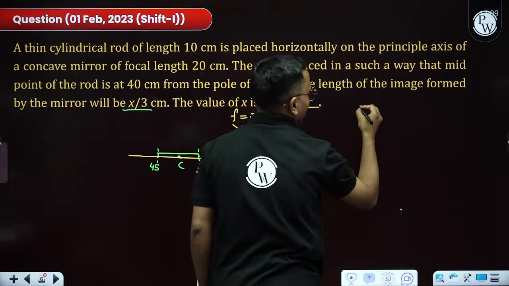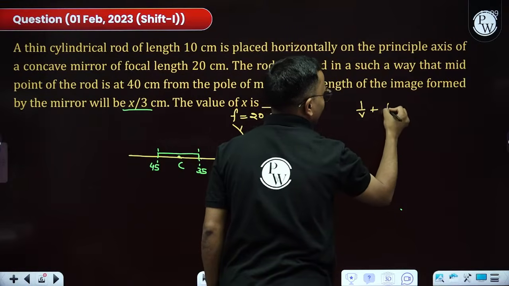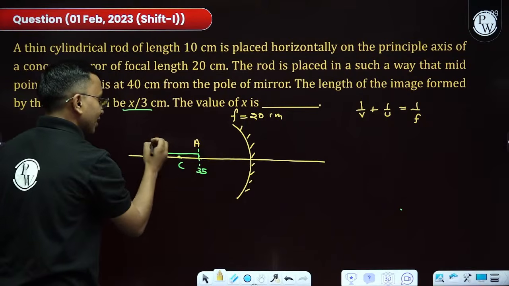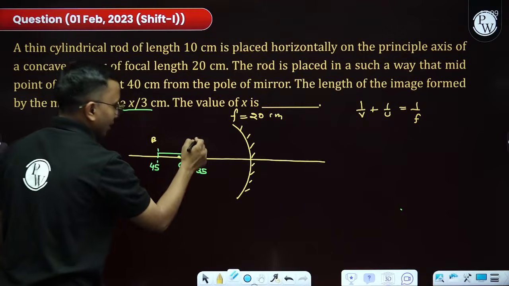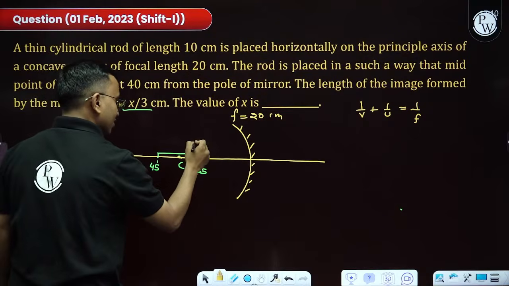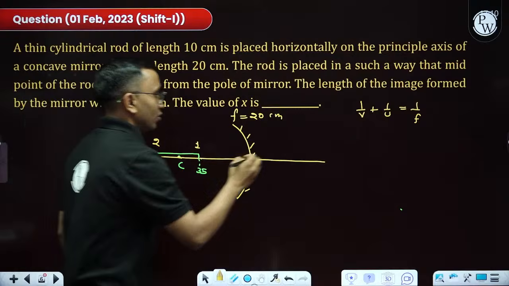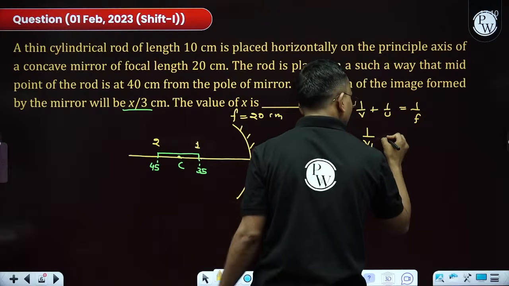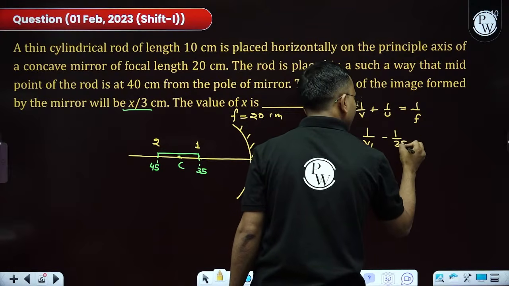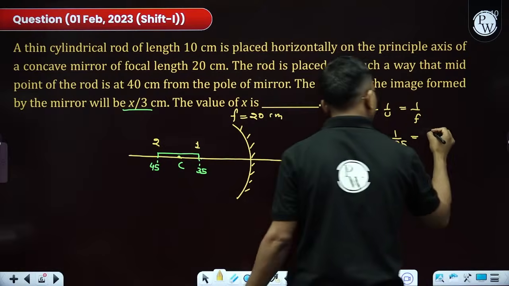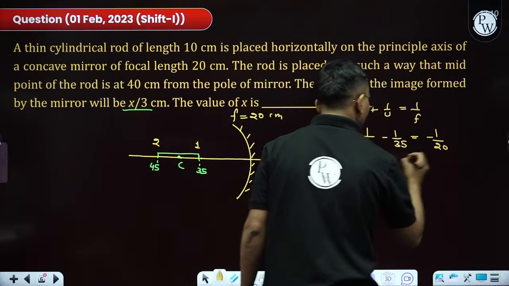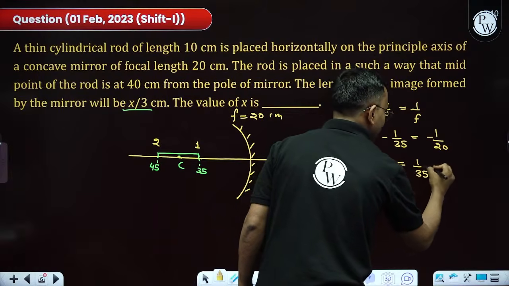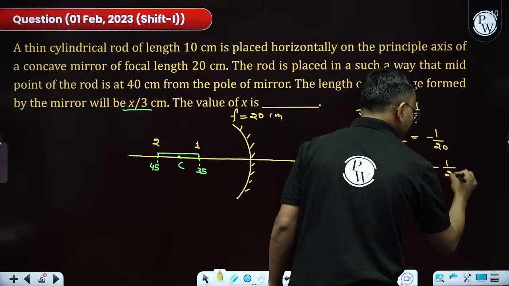Now use the mirror formula: 1 by V plus 1 by U is equal to 1 by F. I am writing for this end. Let us take this as A and this as B, or 1 and 2. So let us take this is my 1, this is my 2. So 1 by V1. What is U? Minus 35. So minus 1 by 35 is equal to what is F? Minus 20, minus 1 by 20. So from here 1 by V1 is equal to 1 by 35 minus 1 by 20, like this.